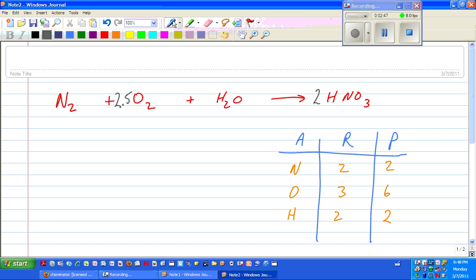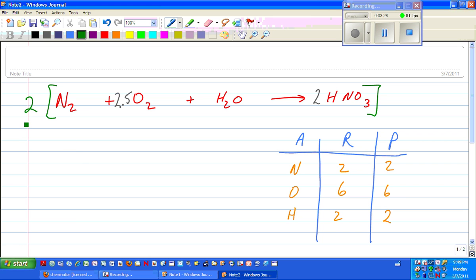Right now this is balanced, and I can show you that. That would change my oxygens. And what I would have is 2.5 times 2 is 5, plus another one is 6. So this is balanced. The problem is that I can't leave this as a fraction. And just like we did with molecular and empirical formulas, I would multiply all these coefficients by 2 in order to get rid of that 1/2. So I'd multiply all my coefficients by 2 in order to get rid of that 1/2.